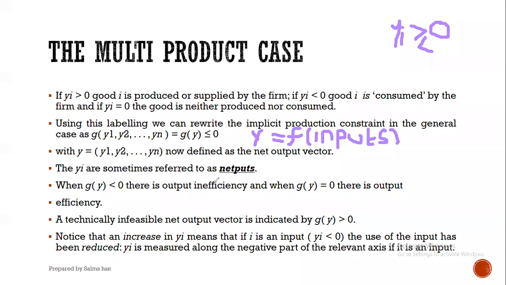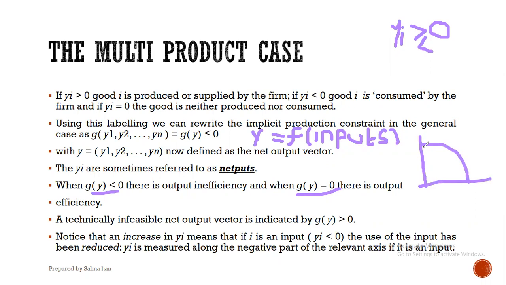For the efficient allocation of resources, earlier also we said that the function should be equal to 0. So in this case also, if g(y) is less than 0, there is output inefficiency, and when g(y) is equal to 0, there is output efficiency. Therefore, this condition remains the same as before. A technically infeasible net output vector is indicated by g(y) greater than 0. What is an infeasible solution? That is now very clear to you because we have studied that in the previous lecture as well.